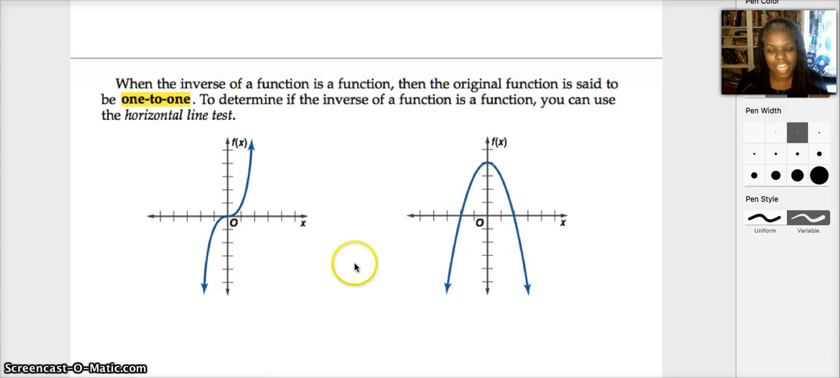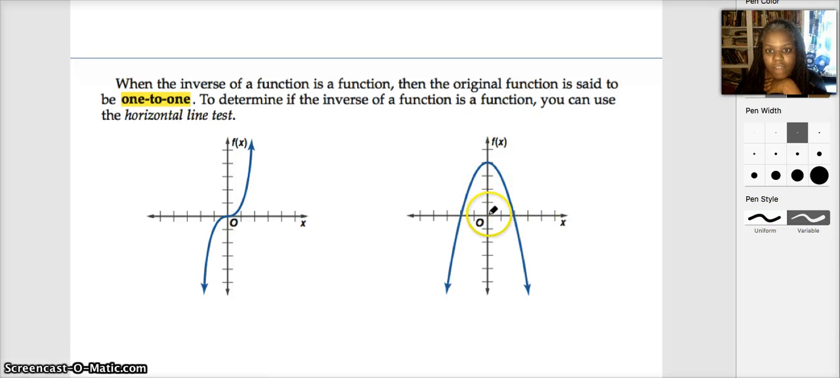Finally, the authors of your text give you this idea and leave you with this closing thought without really an example, which is okay. Just so you know, and we talked about it earlier, when the inverse of a function is a function, then the original function is said to be 1-to-1. To determine if the inverse of a function is a function, you can use the horizontal line test. So let's think about it. I know we did this before.